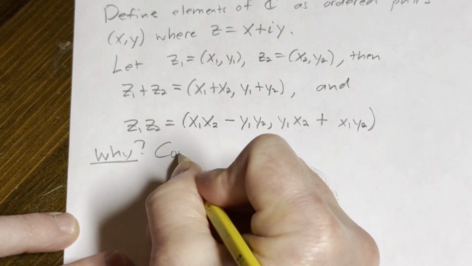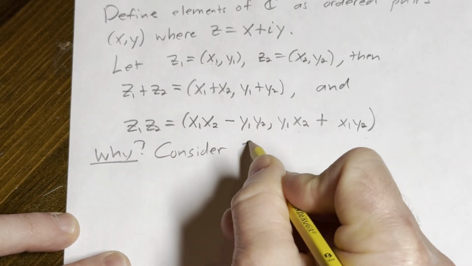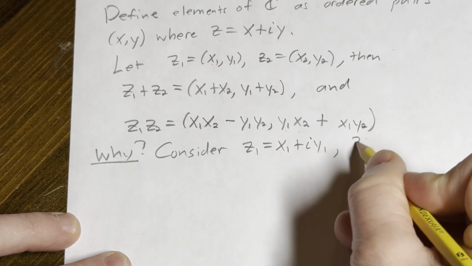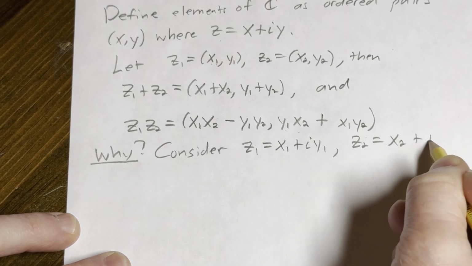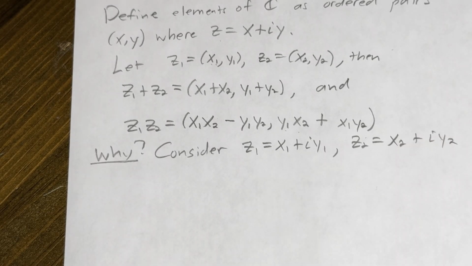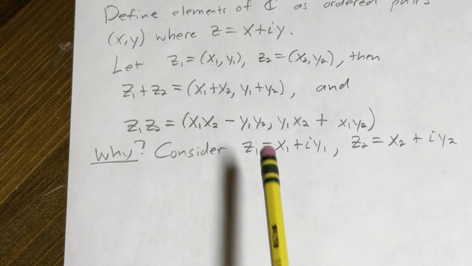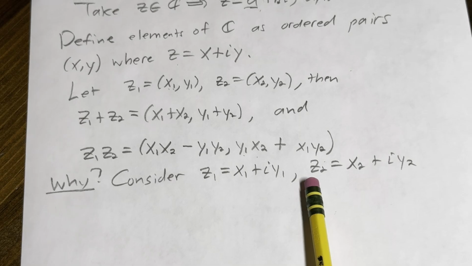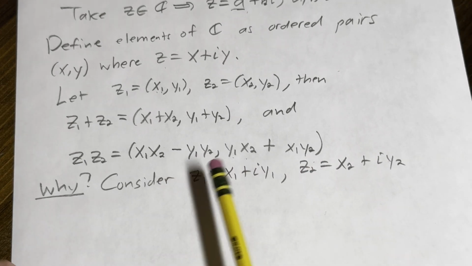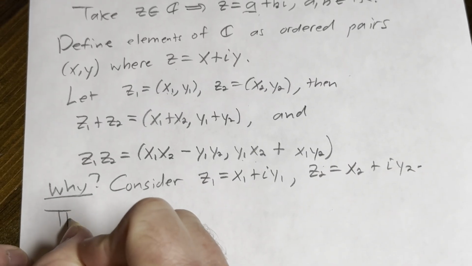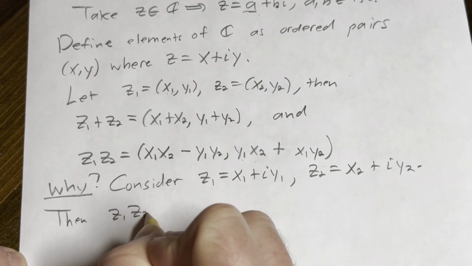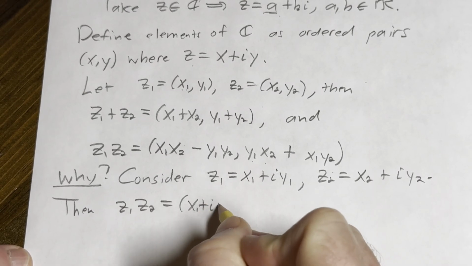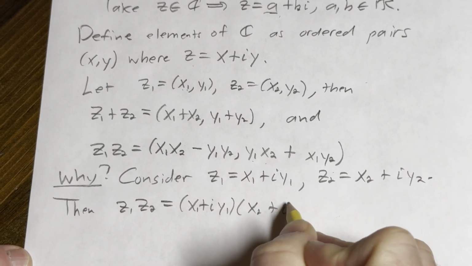So consider if they were written as not ordered pairs. So say we had z sub 1 equals x sub 1 plus i y sub 1, and z sub 2 equals x sub 2 plus i y sub 2. Now what we're going to do is multiply these, z1 times z2. Let's go ahead and write it out so you can see how to FOIL: x sub 1 plus i y sub 1, times x sub 2 plus i y sub 2.